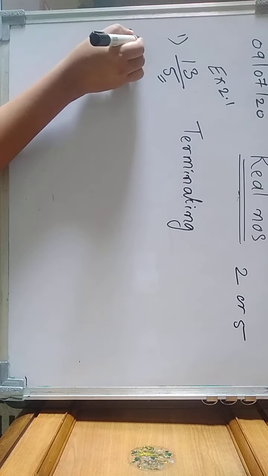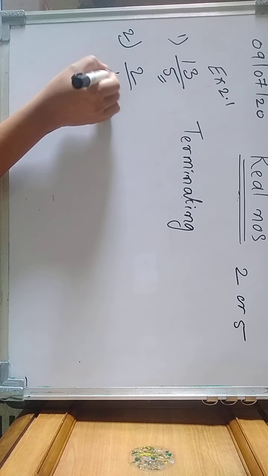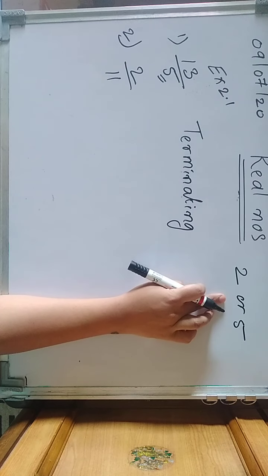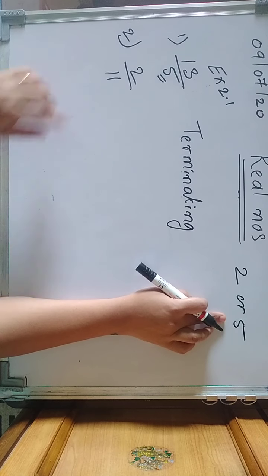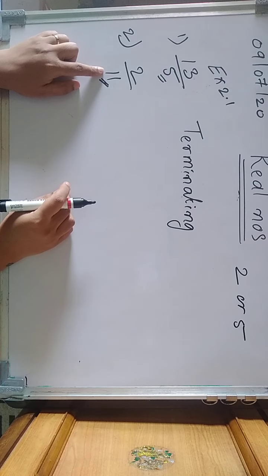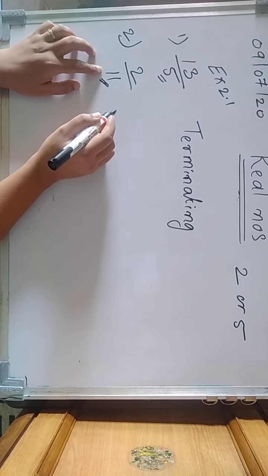Question number 2, 2 upon 11. Now 11 is already a prime number, you cannot factorize it further. How to solve this sum? The factors should be 2 or 5. So if you observe, the denominator has neither 2 nor 5. It has something else, the number 11.